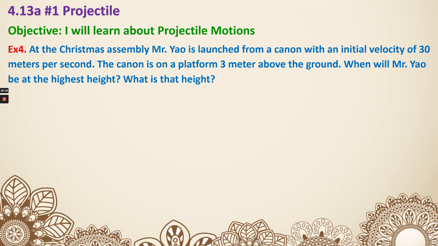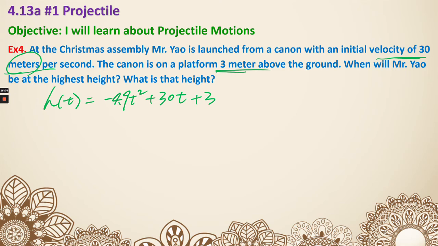Launch from a cannon with an initial velocity of 30 meters per second. Since it's meters, not f of x, let's actually use the right notation. H of t is going to be negative 4.9 t squared, and then initial velocity is 30 meters per second, and it is 3 meters above the ground, so plus a 3. We are looking for the highest height, the time, and we're also looking for the actual height.